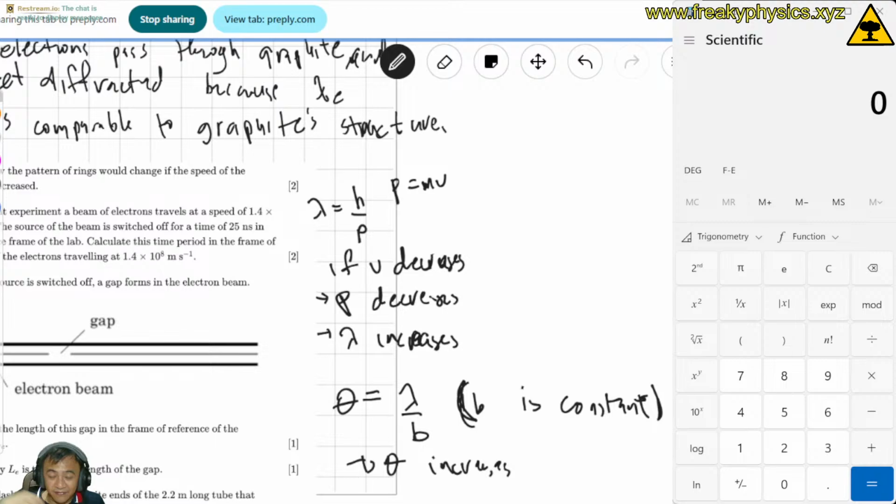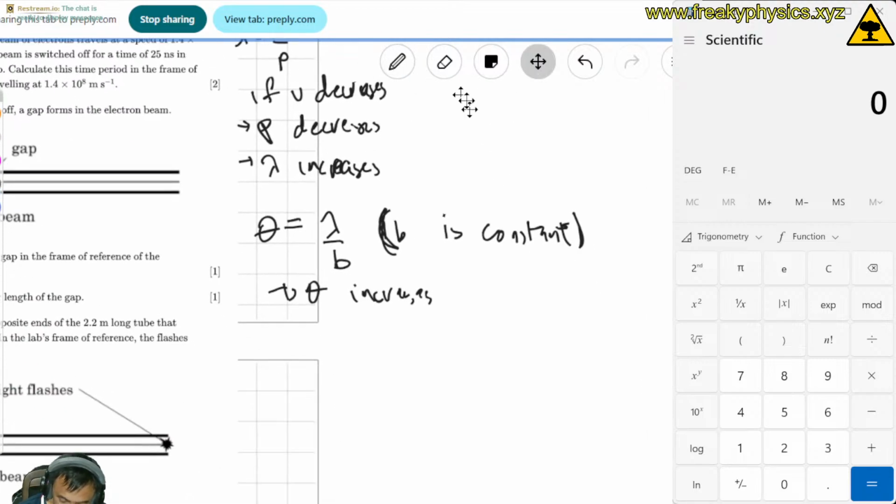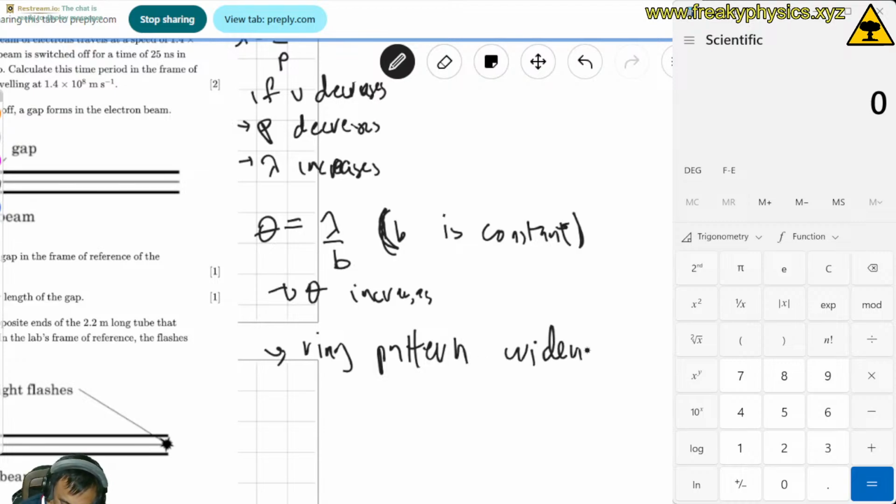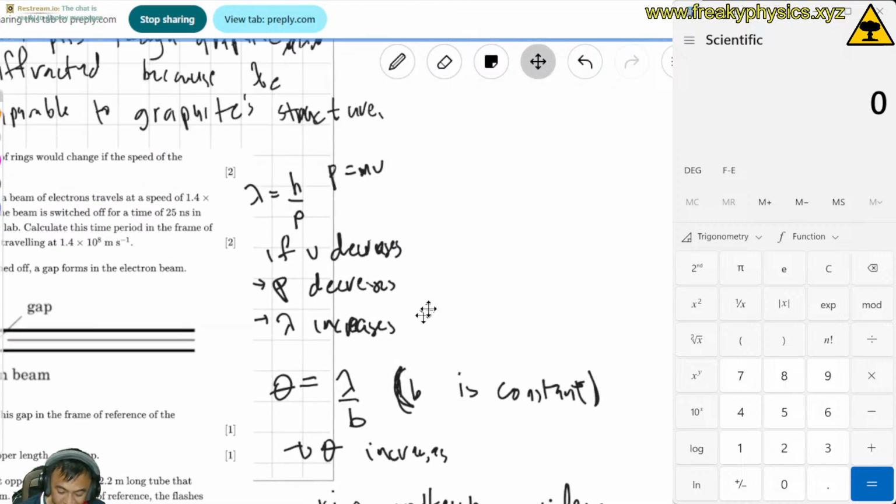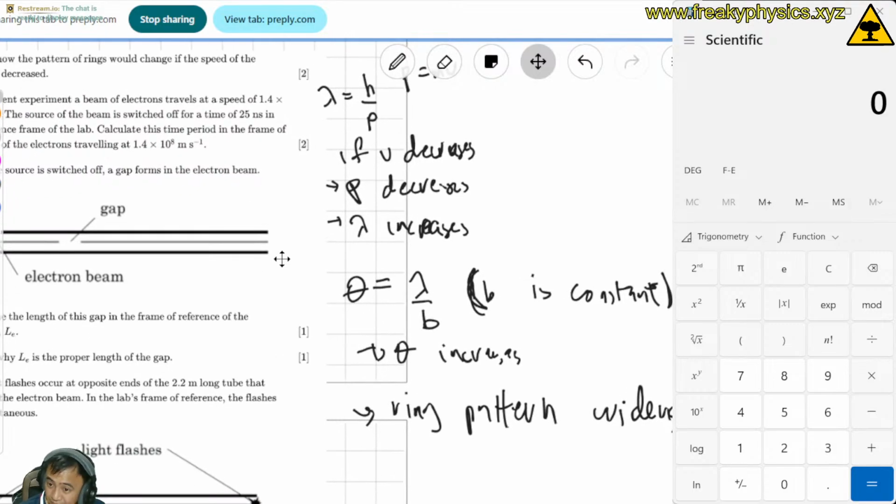Now if theta increases, what happens to the space between the maxima? It increases. So the pattern of rings will become wider. The ring pattern widens. Okay, that's it. So that's the answer. That's the full answer going through the whole step-by-step process.